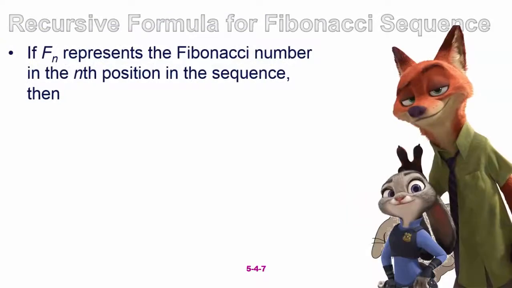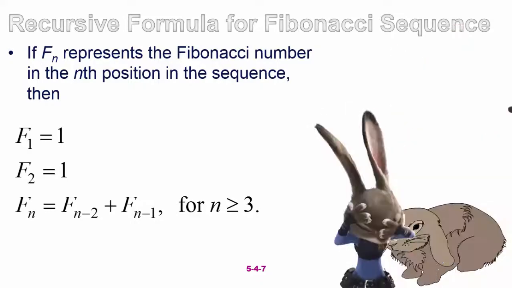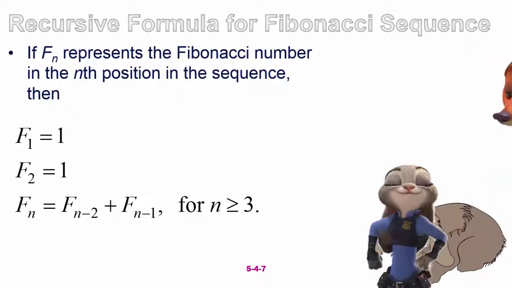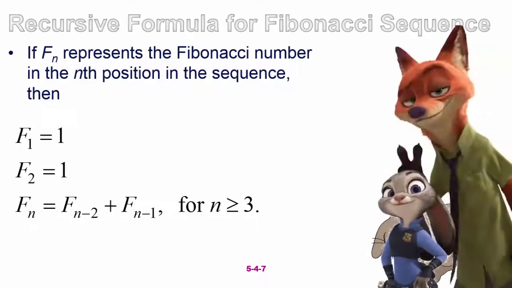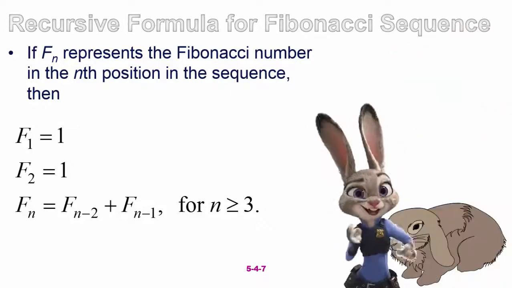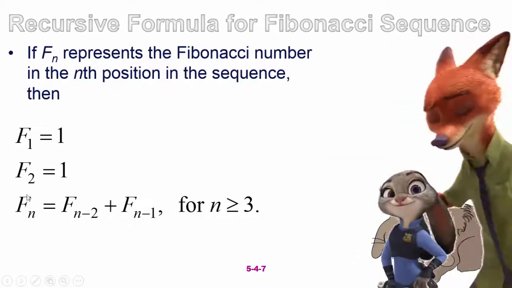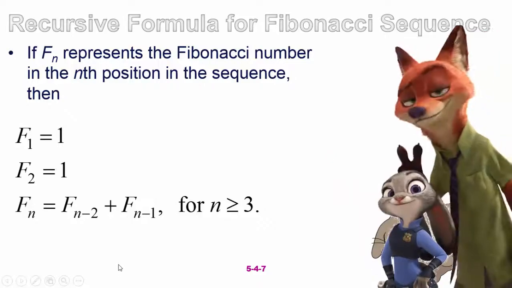So what we just did on the whiteboard was we showed that if Fn represents the Fibonacci number in the nth position of the sequence, then if we have F1 equal to 1 for the first Fibonacci number, F2 equal to 1 for the second Fibonacci number, then we can generalize any F sub n equal to F sub n minus 2 plus F sub n minus 1 for n greater than or equal to 3. That means if we plug any n in here, we can find what the Fibonacci number is just by using this recursive formula like I did on the whiteboard.